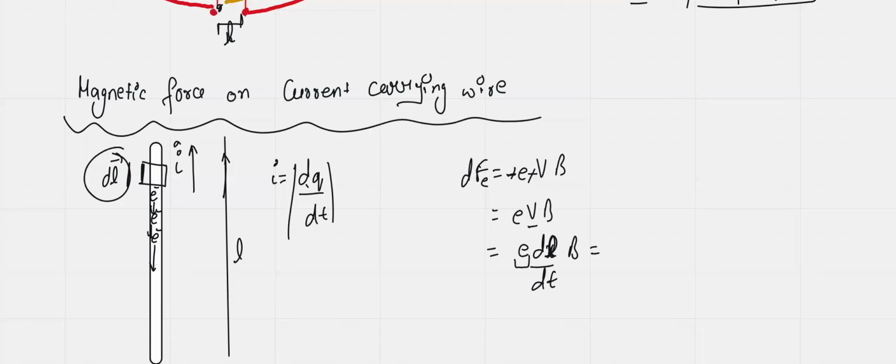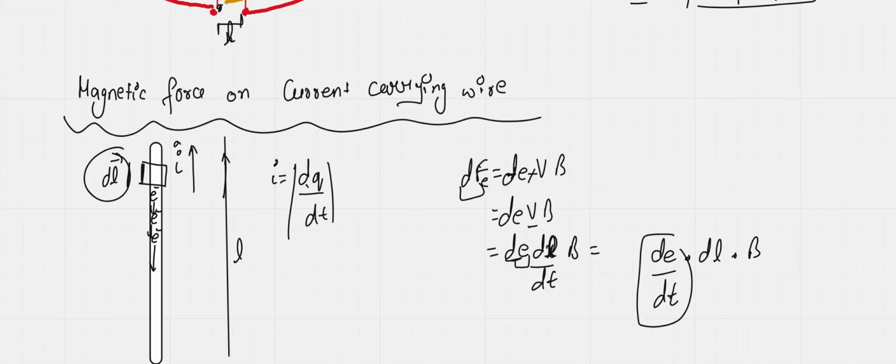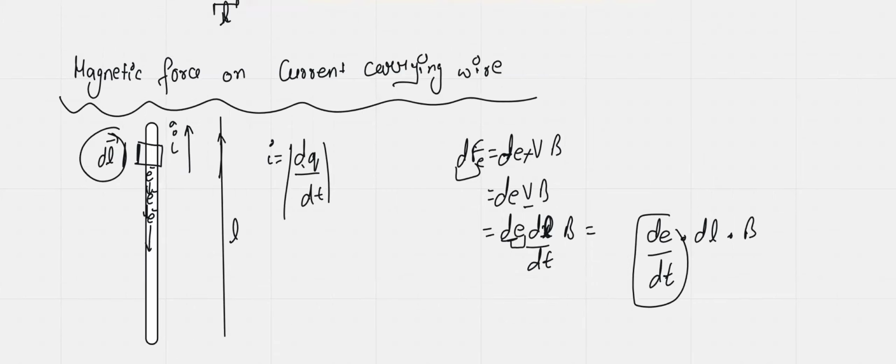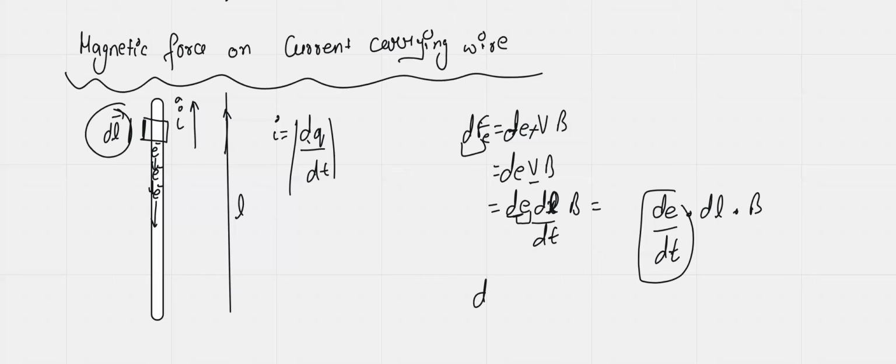So if I write it in another way, dF is the small force due to the small charge dq. It can be rewritten as dq by dt, multiplied by dl, multiplied by the field B. What is dq by dt? This is nothing but change in charge per unit time, right? Charge per time is current. So what is dF? You have I dl times B.